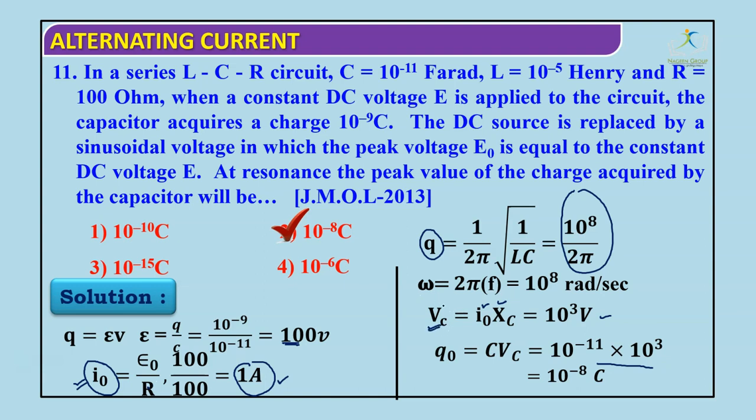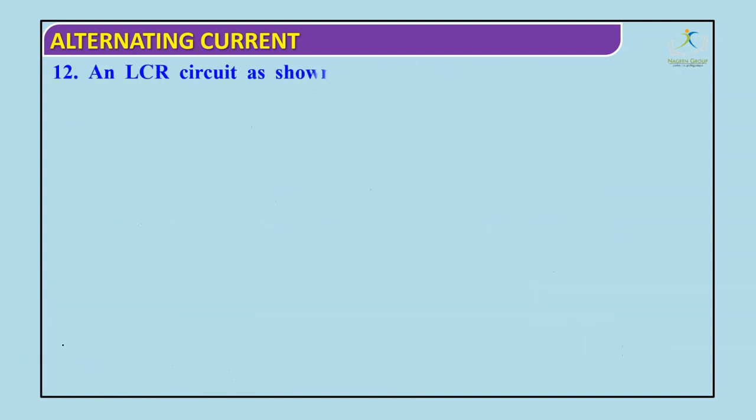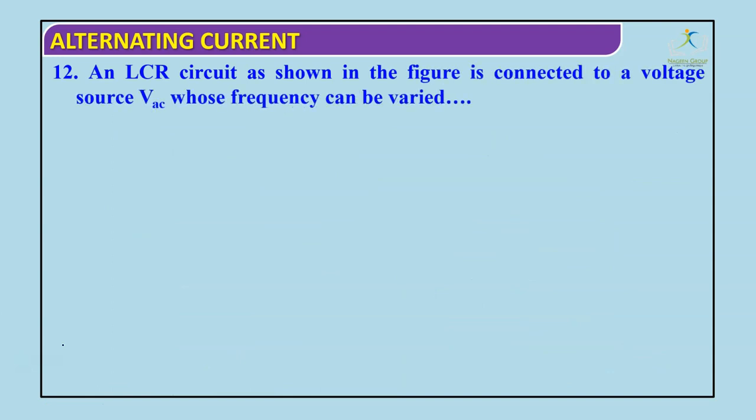Similarly, if I just want to be with the VC, so again XC is required. So all these values are bound up together. That's why we need each and every term. Next question we have. An LCR circuit as shown in the figure is connected to a voltage source VAC.